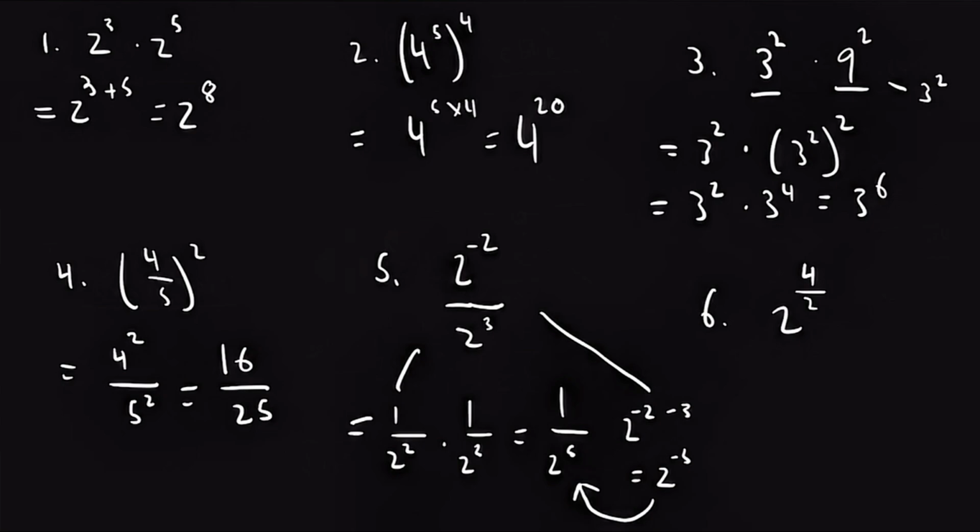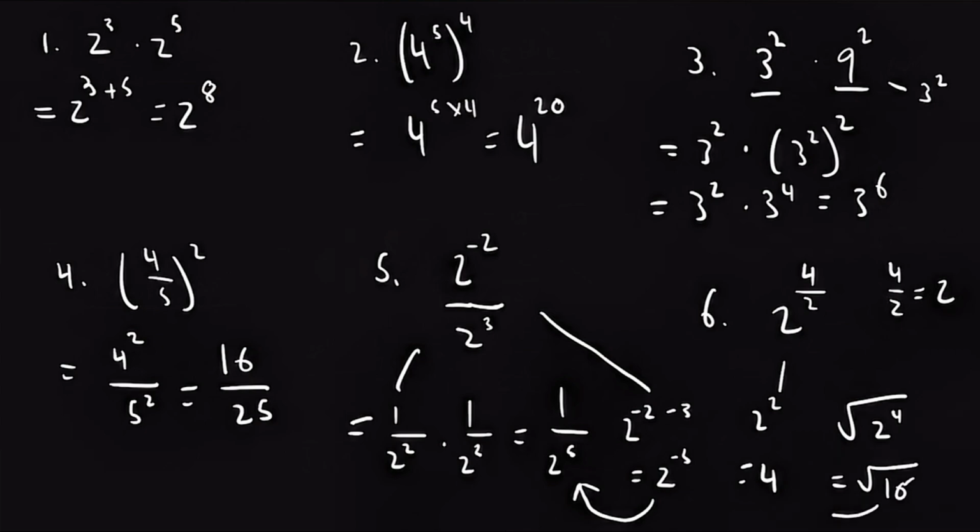Similarly, for question 2, there's 2 ways of doing it. So you could notice that 4 over 2 is just equal to 2. So simply, you could just rewrite this as 2 to the power of 2, which is 4. Or you could apply the fractional exponent rule, and you'll have the square root of 2 to the 4, which is equal to the square root of 16, because 2 to the 4 is 16, which is equal to 4. And yeah, that's basically it.